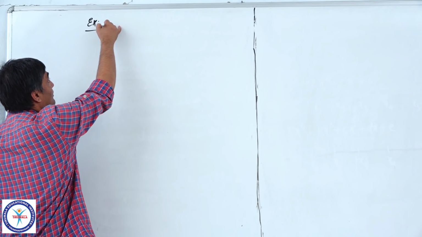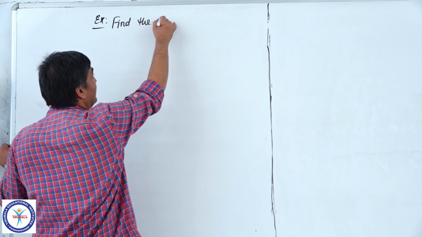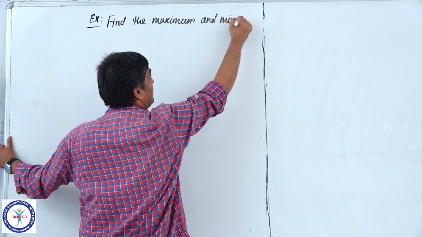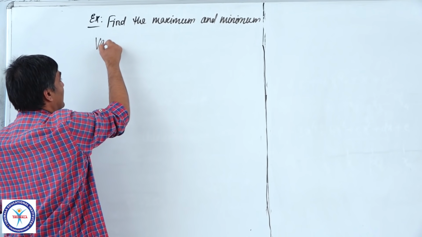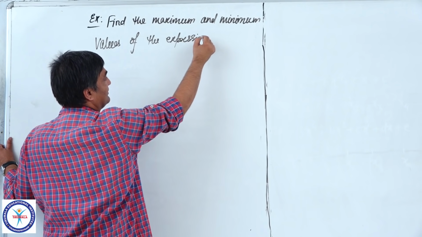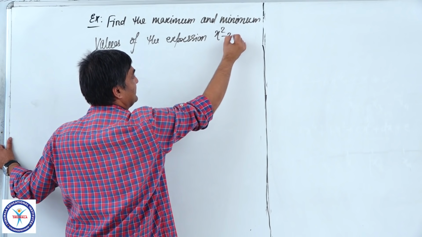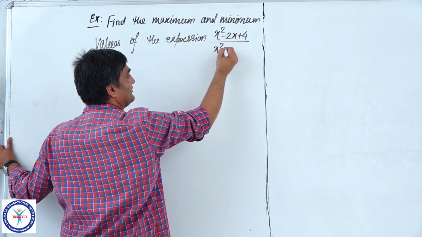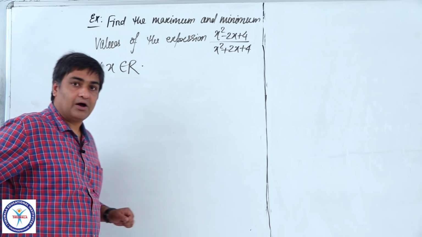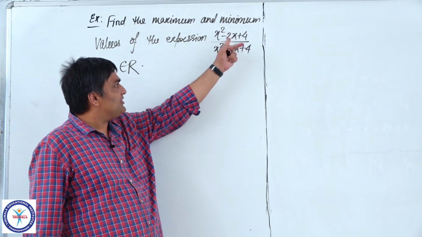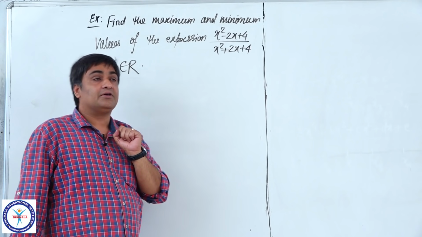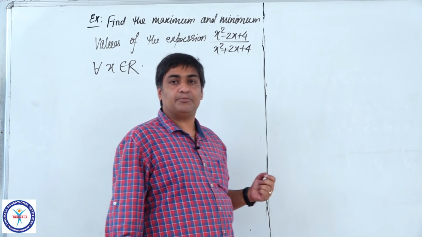Example. Find the maximum and minimum values of the expression x square minus 2x plus 4 by x square plus 2x plus 4 for all x belonging to R. Means, if we change the values of x, the value of this expression will also change. So, we have to find the minimum and maximum values.